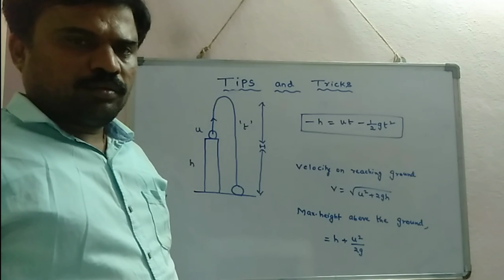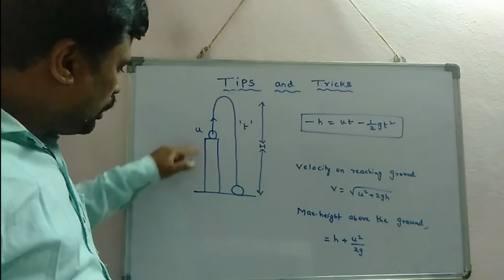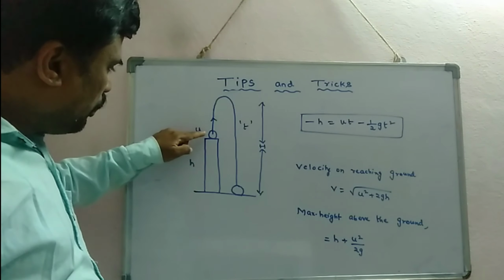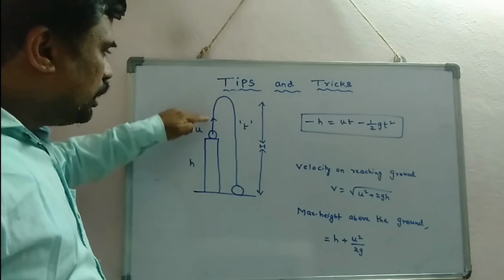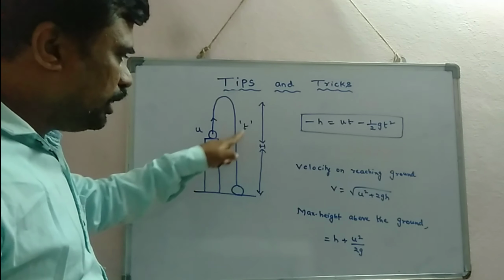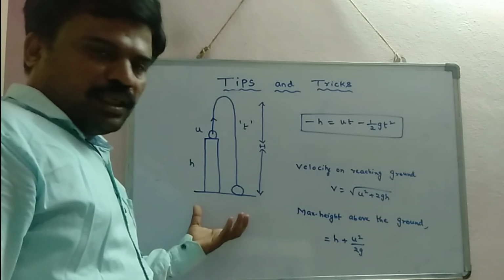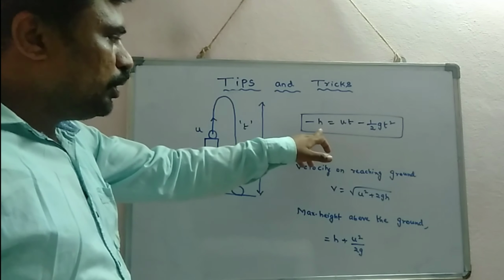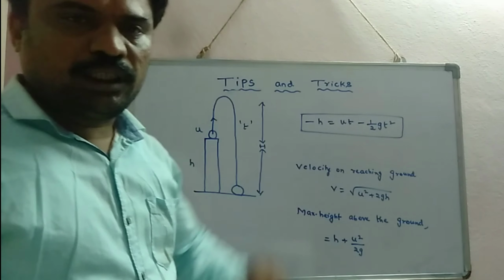The time taken to reach the maximum height and again to return back to the ground, the times will be same. Now let us see a body projected from the top of a tower of height h. A body is projected vertically up from the top of a tower of height h with velocity u. Then the body has reached the maximum height and again reached the ground in time t seconds. While solving the tower problems, we have to use this formula, minus h equals ut minus half gt square.